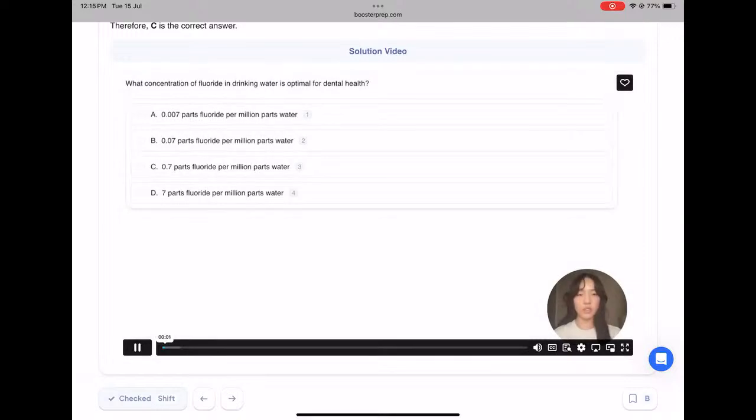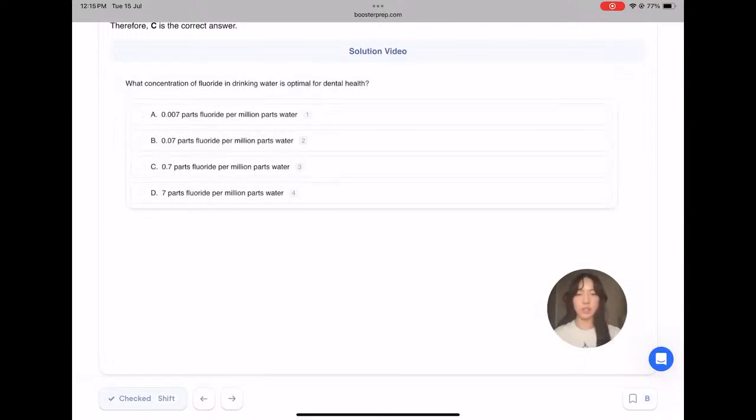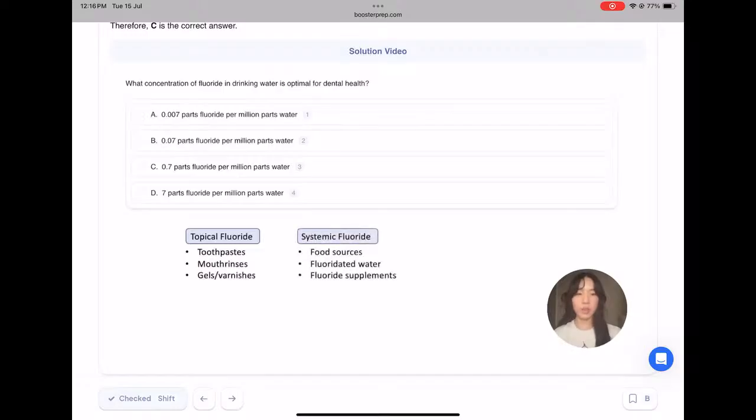What concentration of fluoride in drinking water is optimal for dental health? Fluoride is an effective and safe way to reduce caries risk and to prevent the progression of decay. It can be found in many different mediums such as toothpaste, mouth rinses, and gels, but most of these are topically applied. While topical application does have advantages, some patients may also benefit from systemic fluoride use, which can come in the form of either fluoridated water or fluoride supplements.